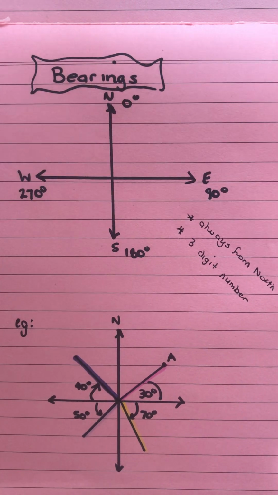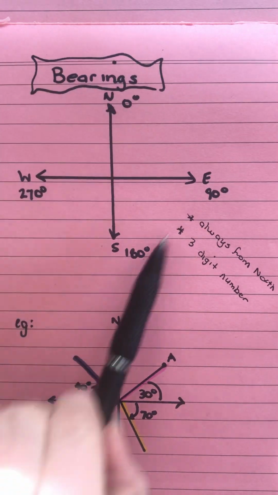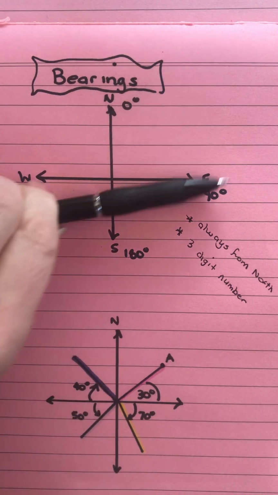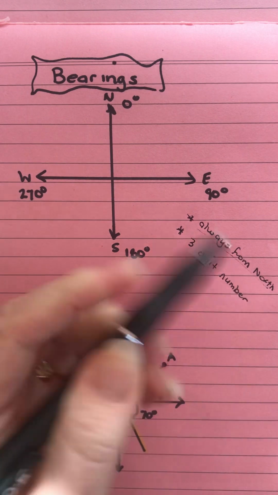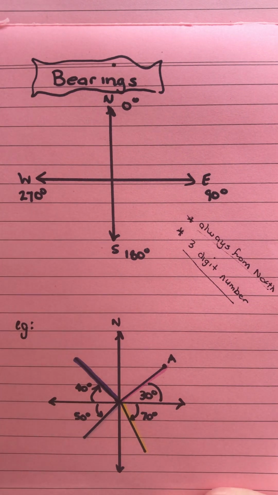clockwise. So this is different if you have had any experience with the unit circle, where we would start at 0 and go around anti-clockwise. Bearings always starts at north and it travels around clockwise. So always from north, and we always list it as a 3-digit number. So if you happen to have an angle that is only a 2-digit number, like 40 degrees, you'll put a 0 in front of it.